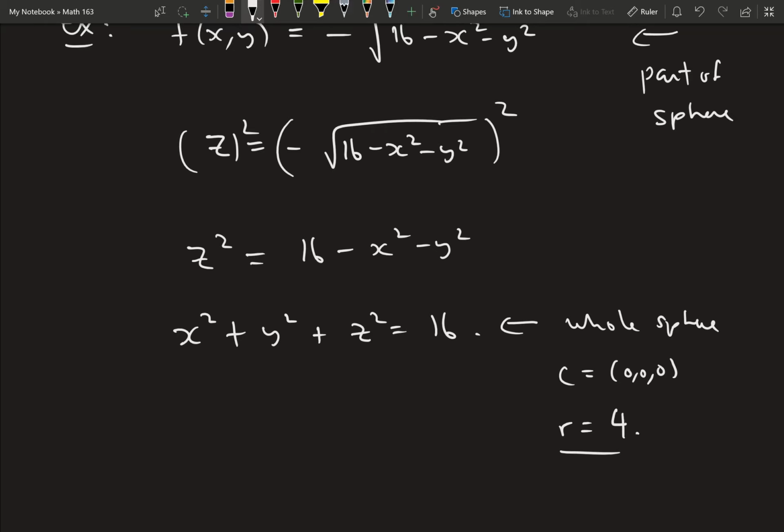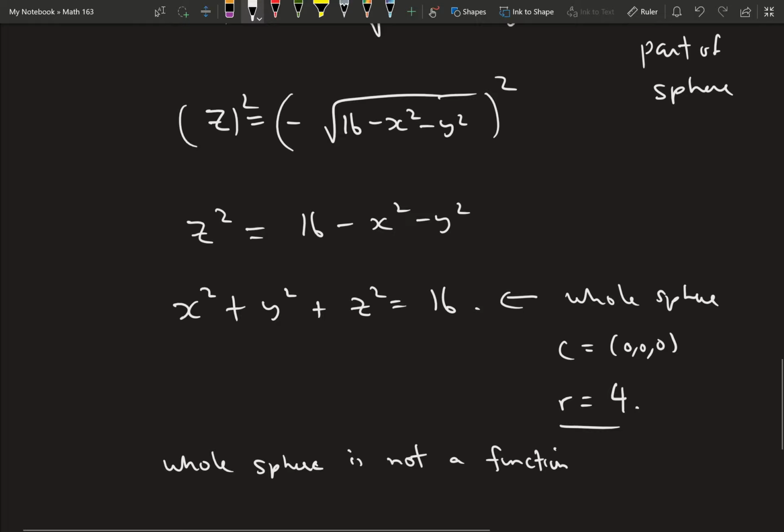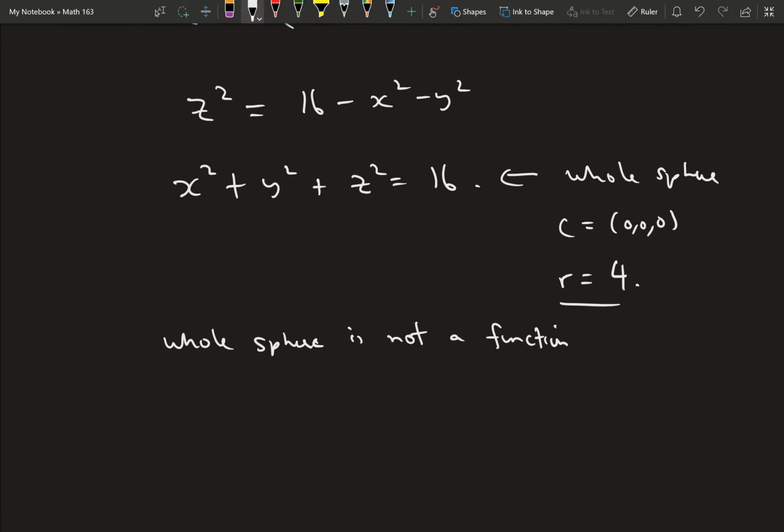But remember, a full sphere is not a function. So this whole sphere is not a single function. It doesn't pass the vertical line test. There's sort of an analog of the vertical line test.